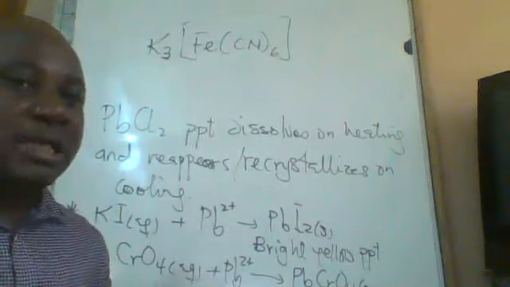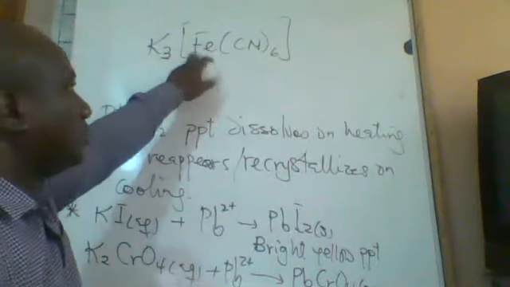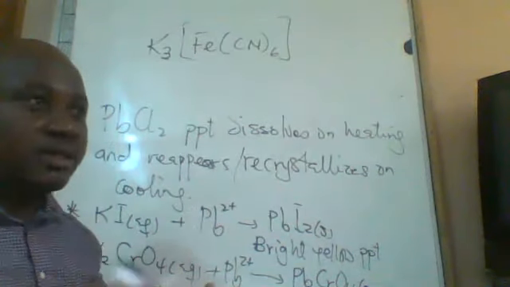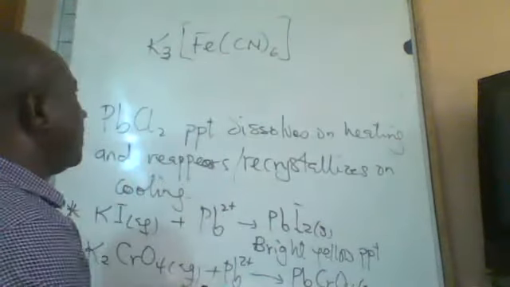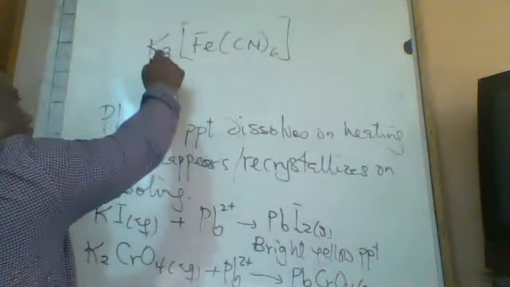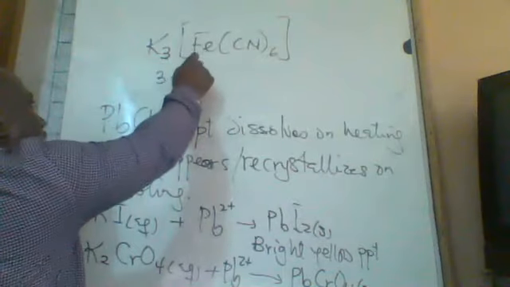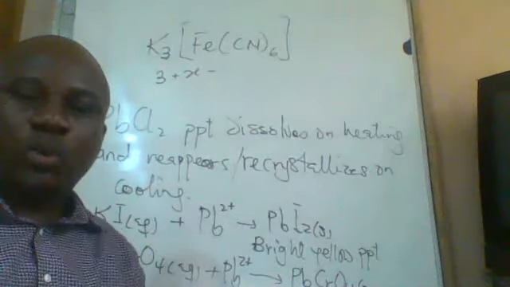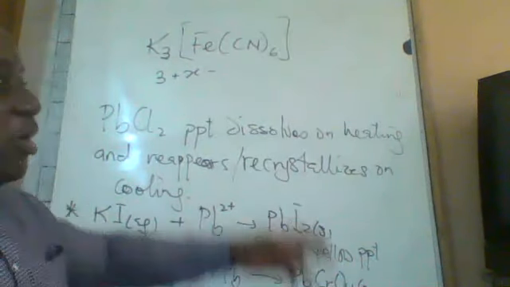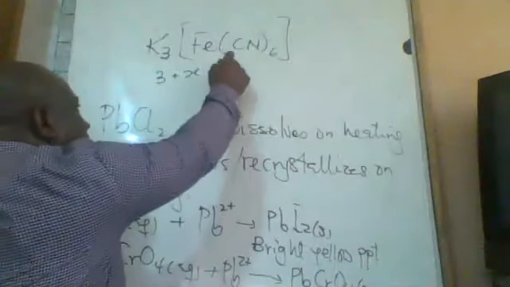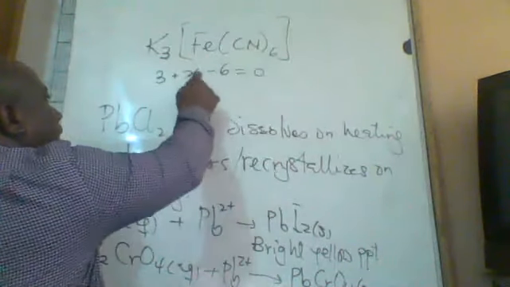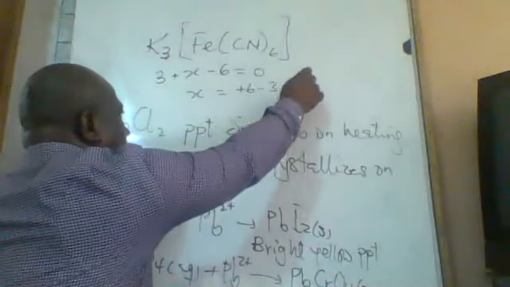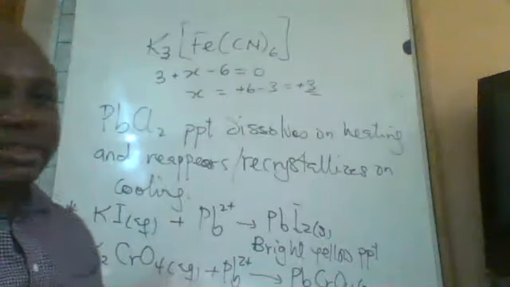Now the oxidation state of the iron in that one is +2. But in this one, the oxidation state of the iron is +3. And we can determine that. The potassium is +1. So we have 3 of them there, so that's +3. Plus the iron, we don't know. The cyanide is -1, and we have 6 of them there, so that's going to give us -6. This will be equal to 0. So X is equal to +6 minus 3. So that's going to give us +3. So that is the oxidation state of the iron.